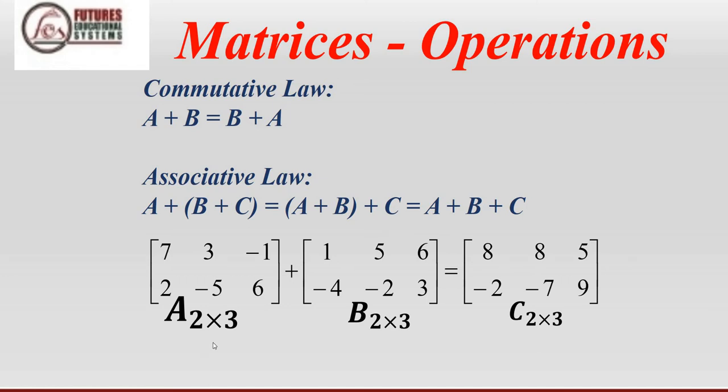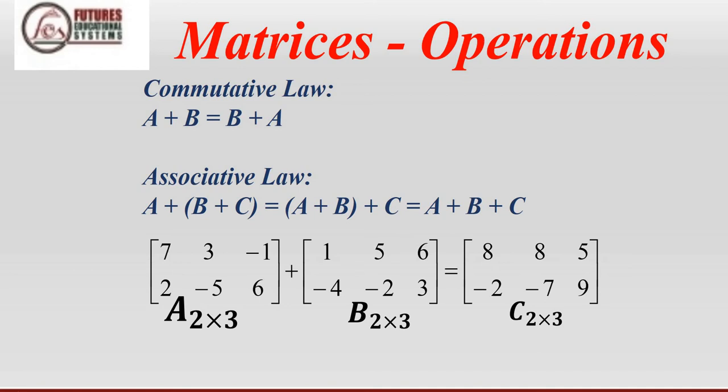Associative property. Associative law. If we have three matrices A, B, and C, adding A to the sum of B and C gives the same result as adding A plus B from the beginning and then adding C. It gives the same result as A plus B plus C.